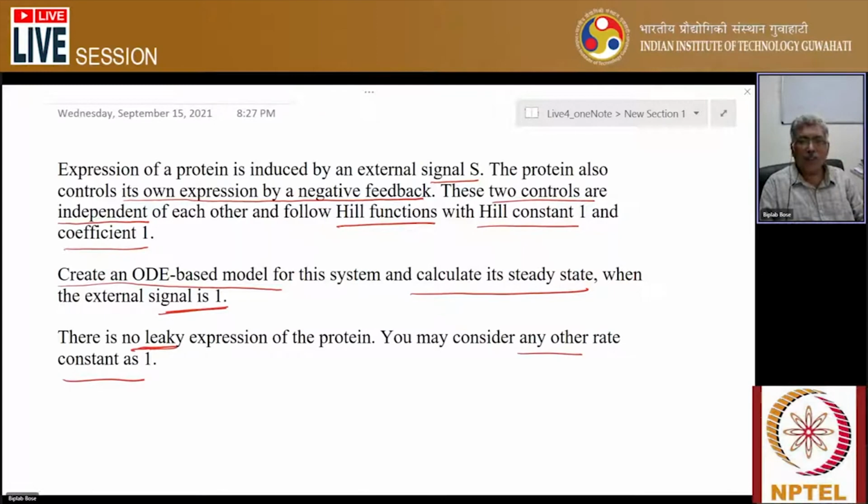This protein is controlled by two signals. One is an external signal, S, which increases the expression, whereas the protein itself gives a negative feedback. And both of them are independent of each other, and you can model both using some sort of Hill function with Hill constant 1 and Hill coefficient 1. There is no leaky expression. You have to create an ODE based model and calculate its steady state when the external signal is 1. Fine. So how should I crack it?